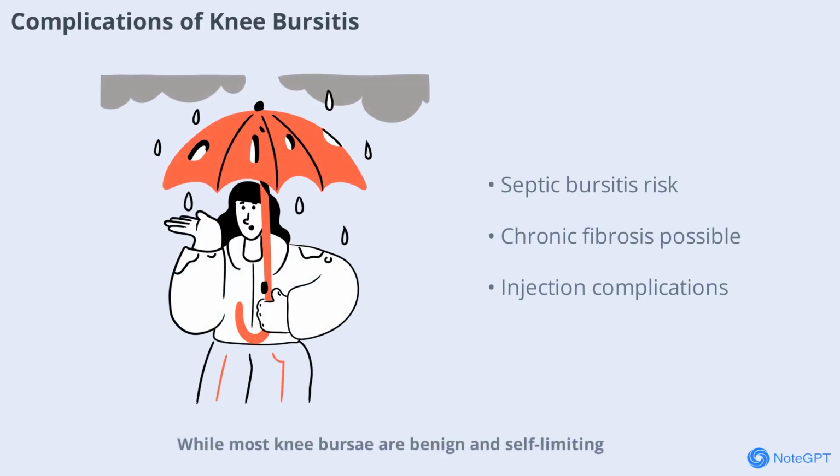While most knee bursae are benign and self-limiting, complications can arise if left untreated or mismanaged. Septic bursitis is the most serious, potentially leading to cellulitis, abscess, or osteomyelitis. Chronic bursitis may cause fibrosis, septation, or mimic soft tissue tumors. Hemorrhagic bursitis can occur in anticoagulated patients. Repeated corticosteroid injections risk skin atrophy or tendon weakening.